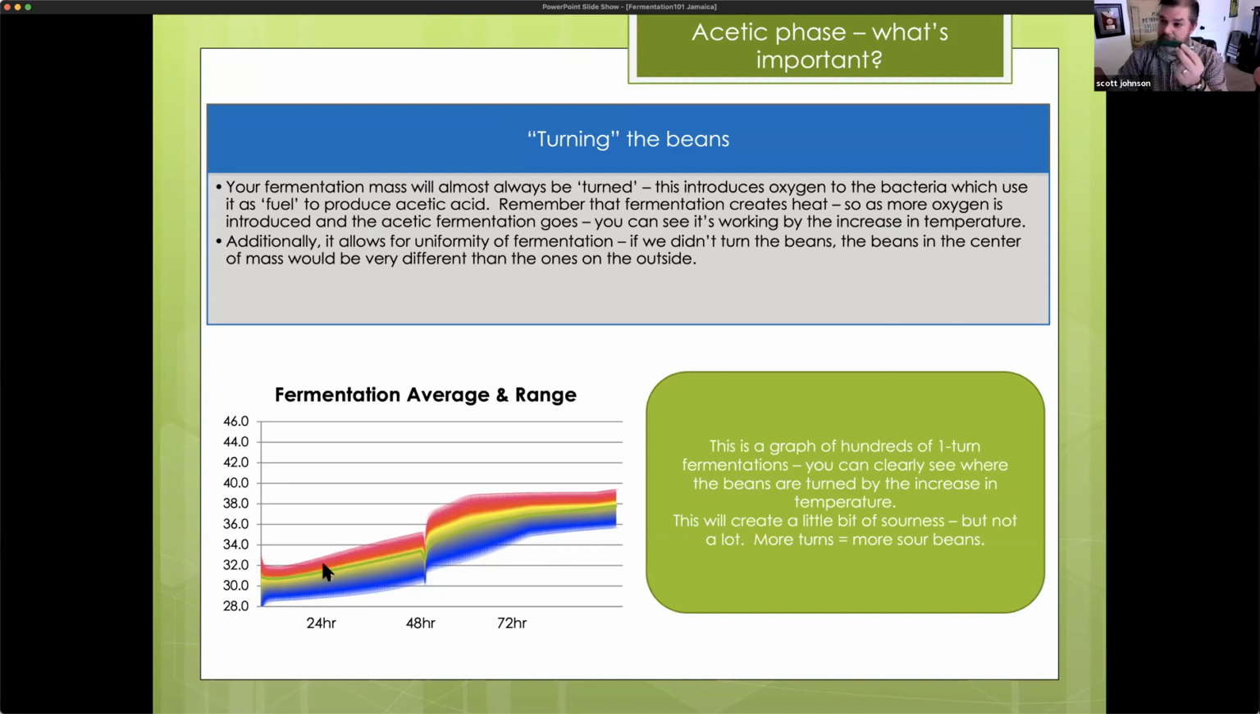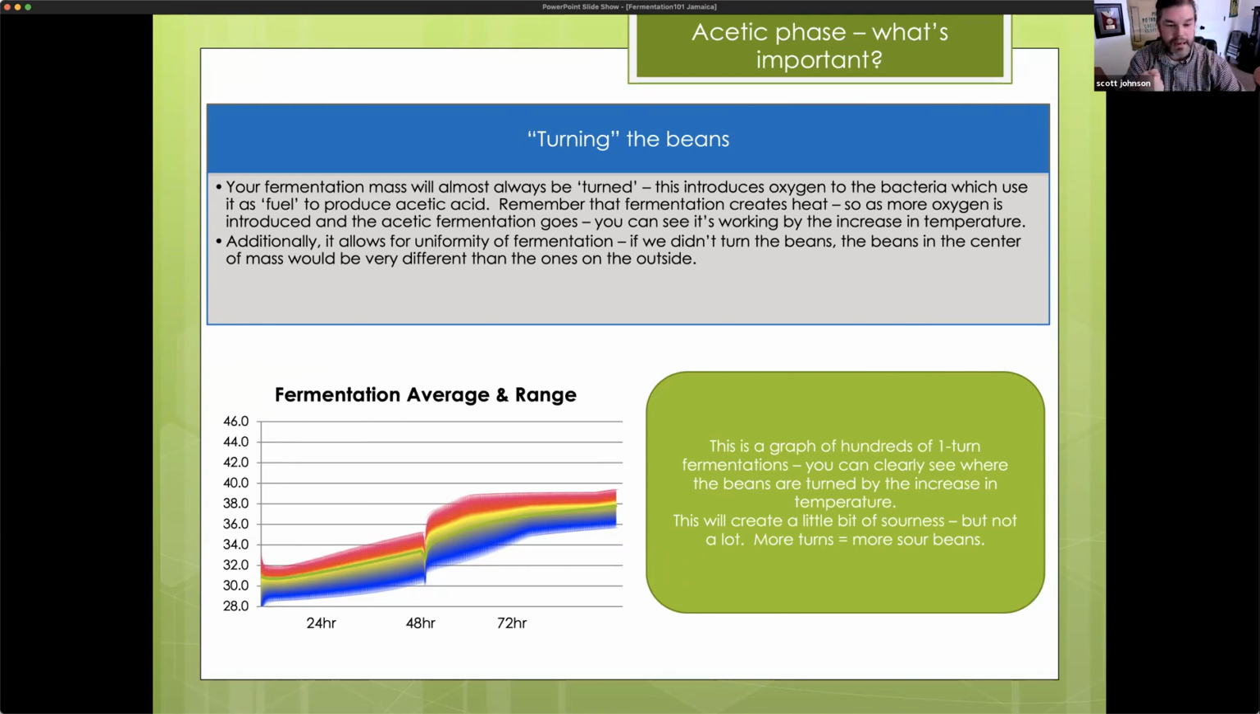What I can do is, if I'm measuring the temperature of my fermentation, this green line tells me what my average temperature should be. The red line tells me the warmest it ever got, and the blue line tells me the coolest it ever got. I can use this to create a process specification, so that after 24 hours, if my fermentation is anywhere in this range, I've got a really, really high comfort level that it's doing what I think it should be doing.